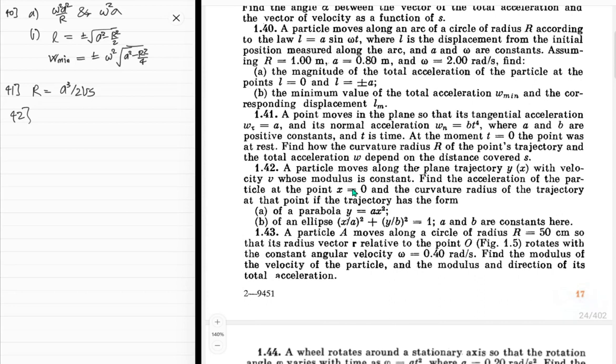Okay, a particle moves along the plane trajectory y of x with velocity v, whose modulus is constant. All right. Find the acceleration of the particle at point x equal to 0 and the curvature radius of the trajectory at that point if the trajectory has the form first of a parabola y is equal to ax square and of an ellipse.